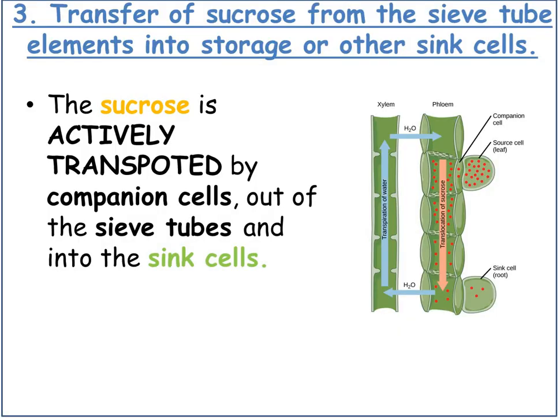The third phase is the transfer of sucrose from the sieve tube elements into storage or other sink cells. So the sucrose is actively transported by companion cells out of the sieve tubes and into the sink cells. So that is the end of the mass flow theory. Next time I'll go over the evidence for and against the mass flow theory.